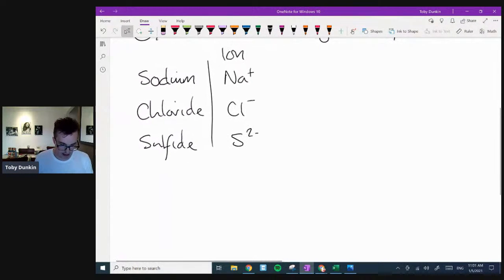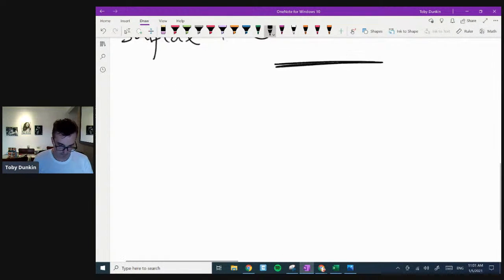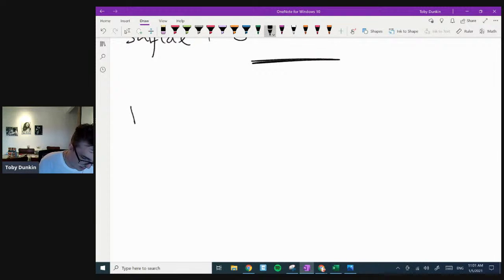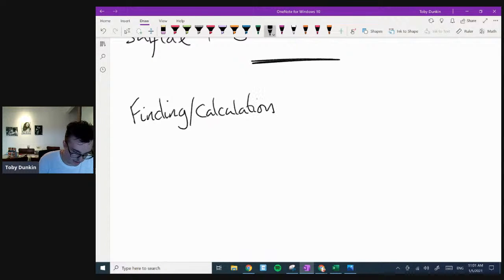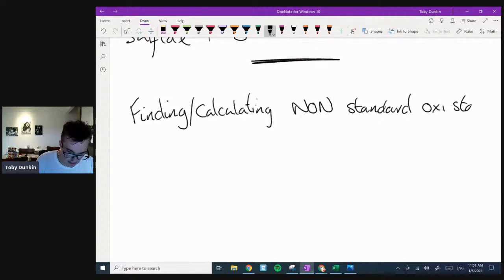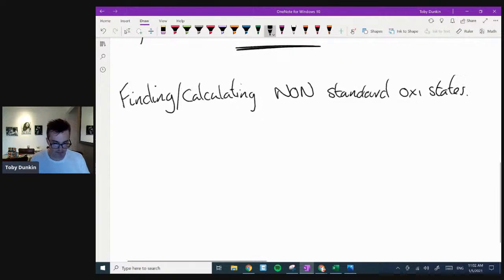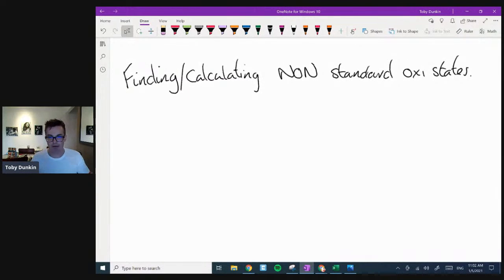So let's now push into that boundary. Let's have a look. So we can now say the title is finding oxy states, calculating, because it is a calculation technically. Calculating non-standard oxy states. Now, I've been doing this with you guys for a while because I did it properly. I did this when we were talking about naming of compounds.